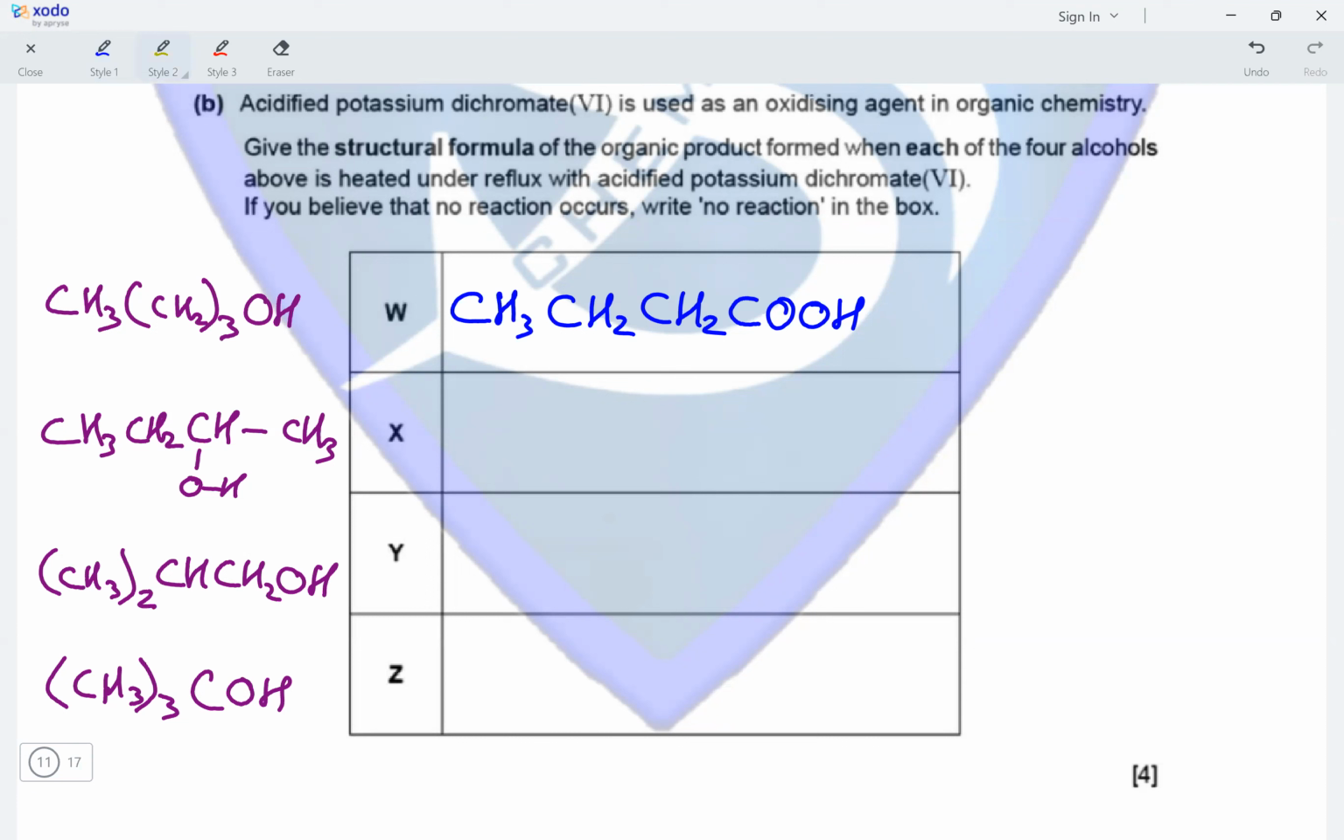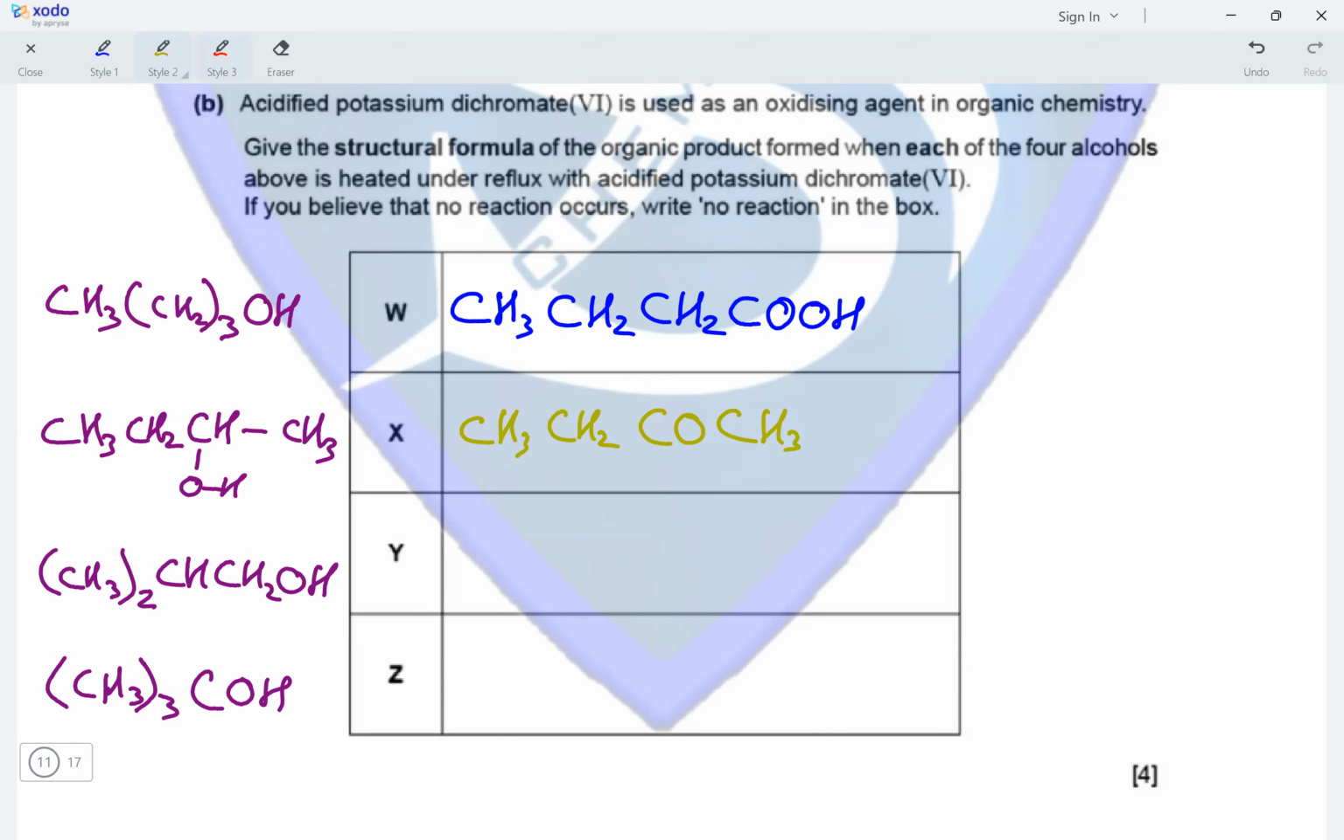Then we have product X, which would be a ketone because X is a secondary alcohol. So this would be CH3 bonded to CH2 bonded to CO, which would be C double bond O, which is bonded to a CH3 group. So this is the ketone formed on oxidation of alcohol X.